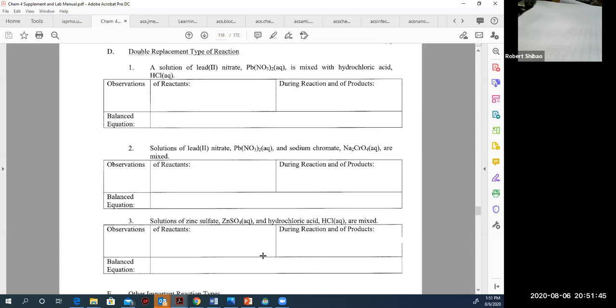And then with the chromate, we had the lead 2 chromate, which is giving these yellow crystals here. Pretty nice. Do you guys see this?